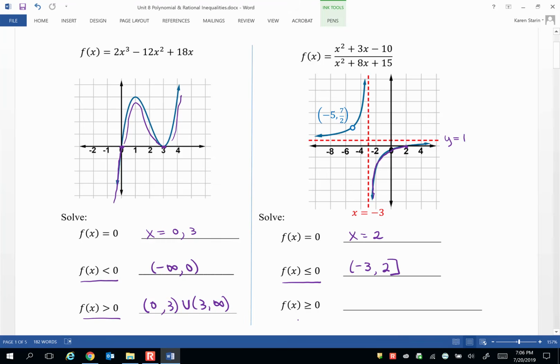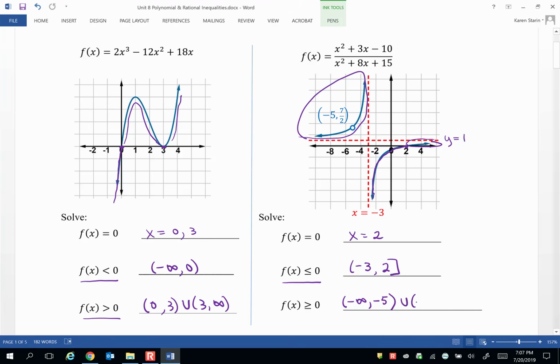And finally, f of x greater than or equal to 0. So we have several pieces to define here. Right here we have a little bit above 0 and then we go on to infinity. So from 2 to infinity, and then here on the left, this left branch, it's really the whole branch except for that excluded value, that hole right there. So as we write this in interval notation, we would start at negative infinity and go all the way up to negative 5. Now this is greater than 0, but we can't use a bracket because it's an excluded value. So I use a parenthesis there.